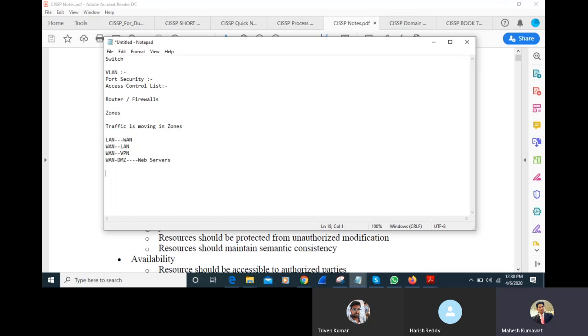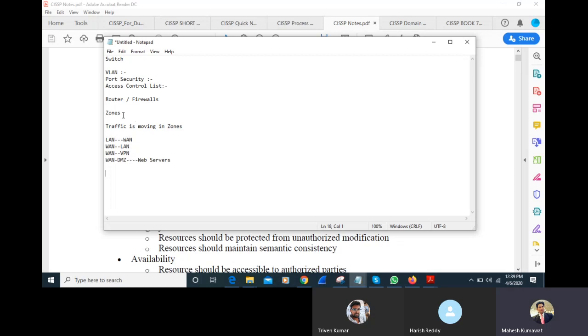Suppose there is public accessibility, and traffic is coming from outside to inside. The hacker comes from outside and hits a particular public IP address, and then the data is routed through the VM zone, the web server zone. It is not coming to the inside of the company. That is why we need to create some zones.